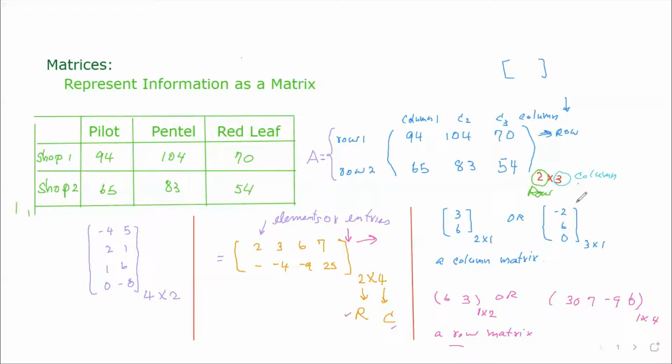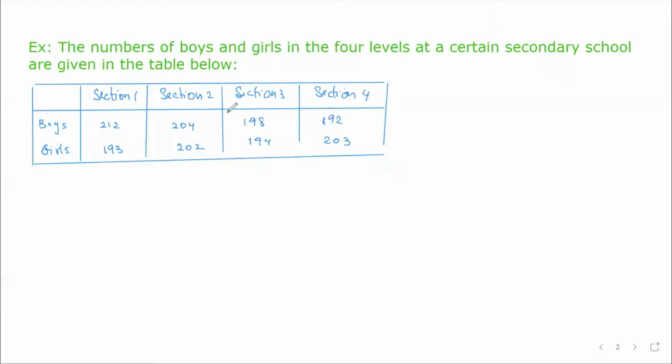Next, maybe we go through one or two more examples, and then that's all for this class for today. So we go to the next example. The example says the number of boys and girls in the 4 levels at a certain secondary school are given in the table below. This is a table.